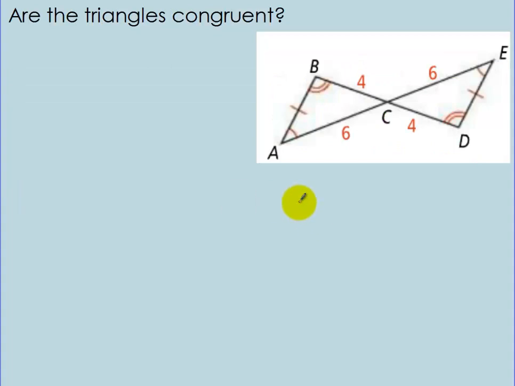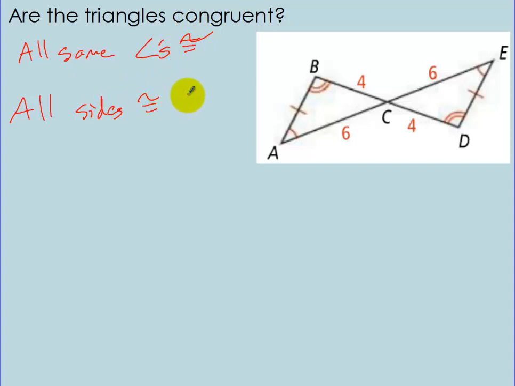So are these triangles congruent? I can kind of prove that. To prove that these triangles are congruent, we have to have all the same angles congruent, and we have to have all sides congruent. So as long as all the angles are congruent and all the sides are congruent, they are congruent triangles.